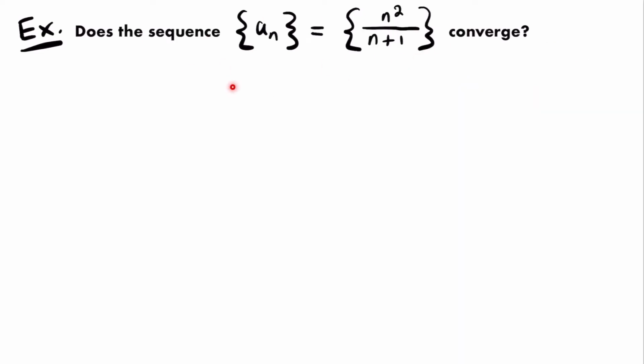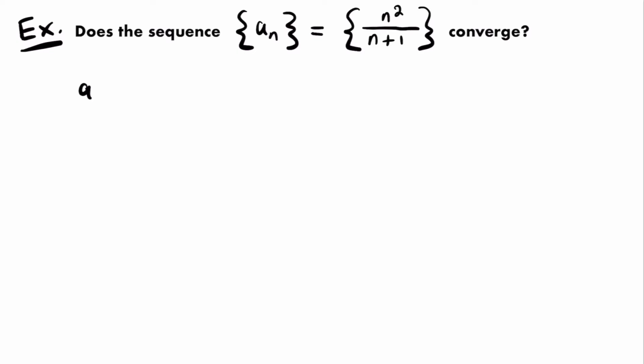So here's our next example. We want to know, does the sequence a sub n is equal to n squared divided by n plus 1 converge? So we're going to go through that same process we went through for the first example. We're going to start by determining if our sequence is monotonic, and then we're going to see if it's bounded. And so let's start by writing out some of the terms of our sequence to get an idea of if the terms are increasing or decreasing.